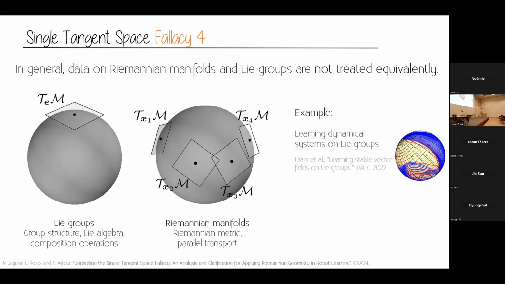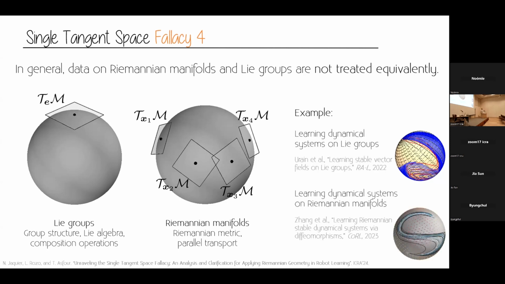For example, here we have two works in which we are able to learn dynamical systems on Lie groups using the tools of Lie groups. And equivalently, we have another work where we are able to learn dynamical systems on Riemannian manifolds. But the tools are completely different, right? So the analysis and all the guarantees that we can provide are built on completely different theories.